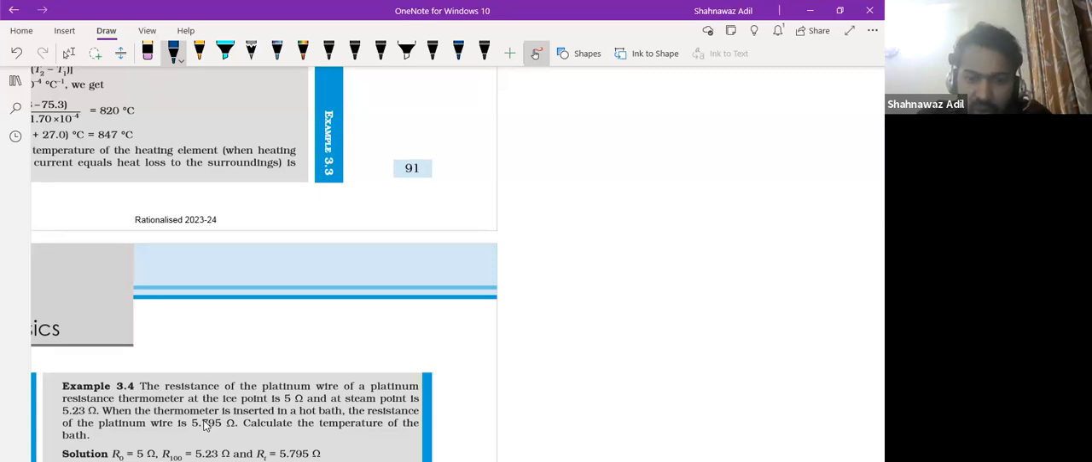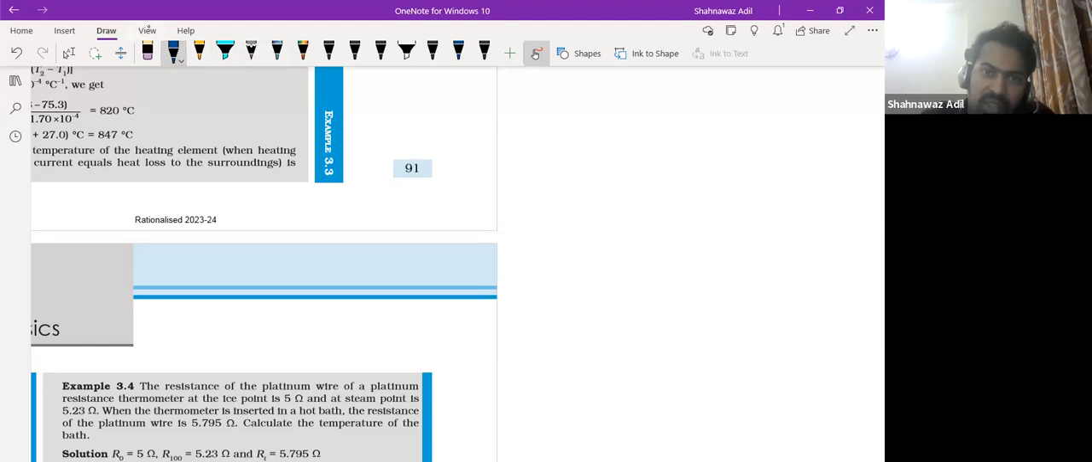Right. So what do we know? I want you to calculate the temperature of the bath. So we have to find out this T, right? Yes, sir, T we have to find out. So the resistance is 5 ohm, and then at 100 degrees C it has become 5.23, and then at some temperature it has become 5.795, right? So you can tell me that the temperature has been increased. This is the increased temperature that we have.